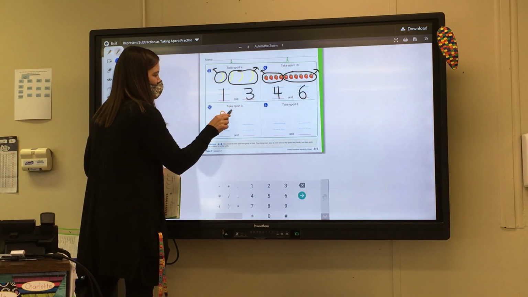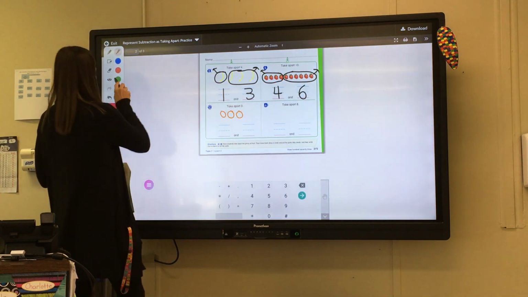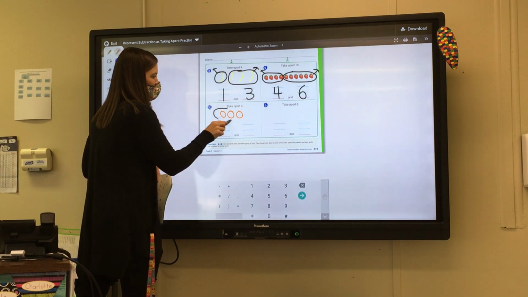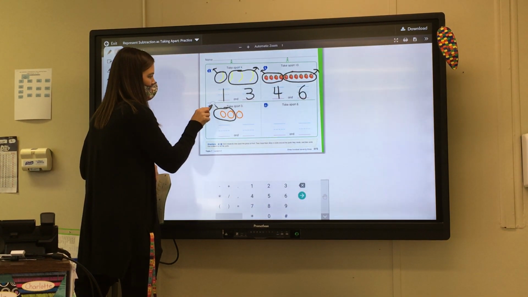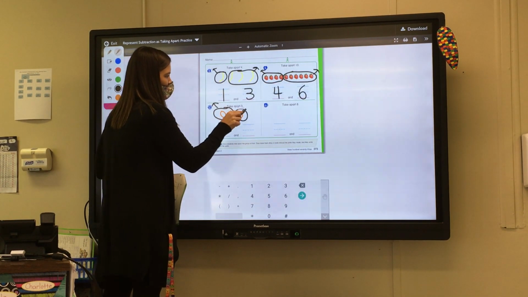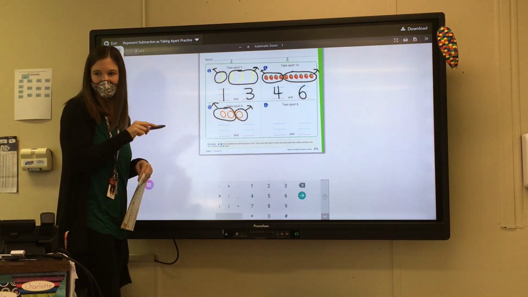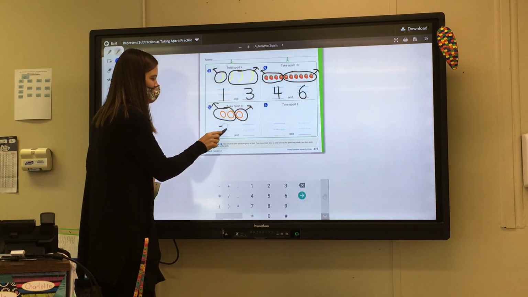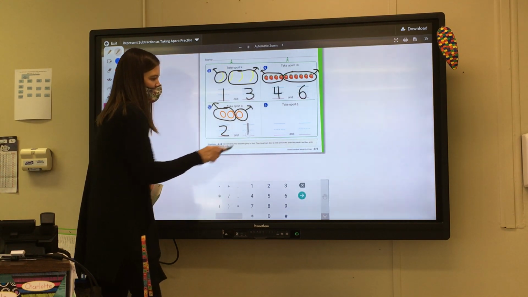It says take apart 3 oranges. Go ahead and take apart 3 oranges. I'm going to make a group here and a group here. If you want to take them apart in a different way, that's okay. Just make sure you write how many are in the first group, how many are in the next group.